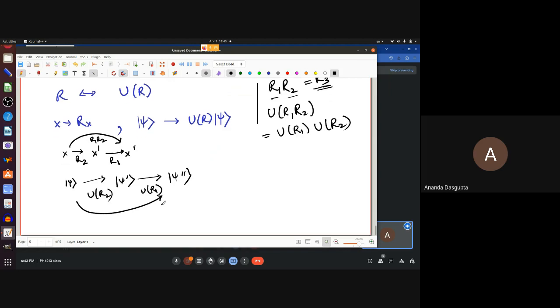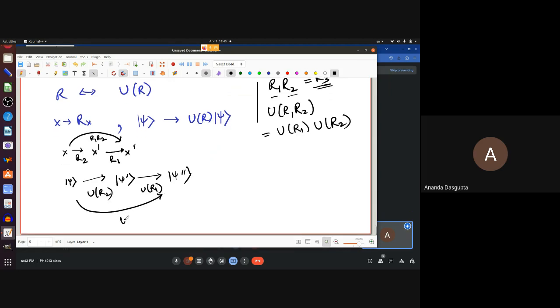And instead of doing it in 2 steps, if you had done it in 1 step, you would have gone to UR1R2 acting on psi. This would have given you UR2 psi acted upon by UR1. So I'm claiming this is true. But I'm telling you that there is a gap in this argument. Can you find out what the gap is?